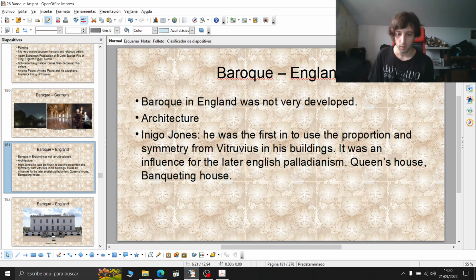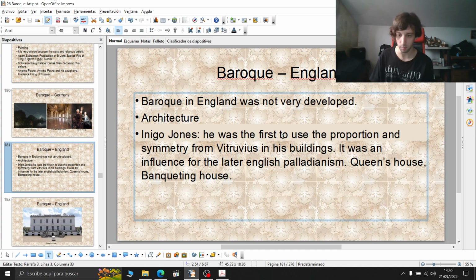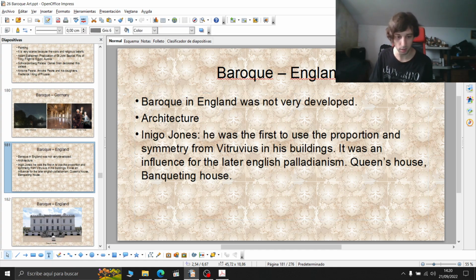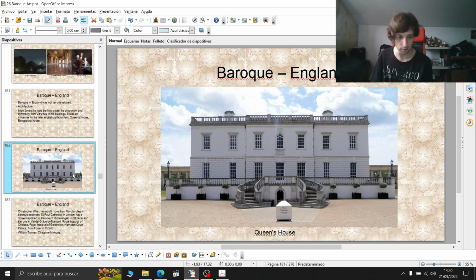Baroque in England was not very developed. Architecture with Inigo Jones, he was the first to use the proportion and symmetry from Vitruvius in his buildings. It was an influence for the later English Palladianism. Queen's House, Banqueting House. Here, the Queen's House.